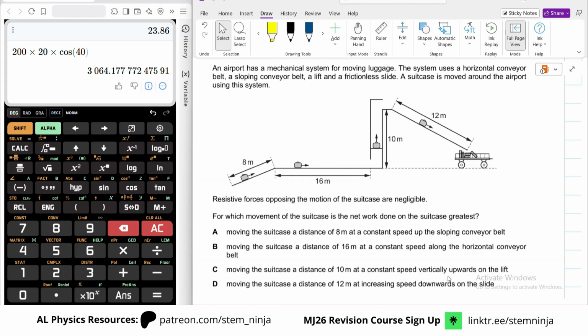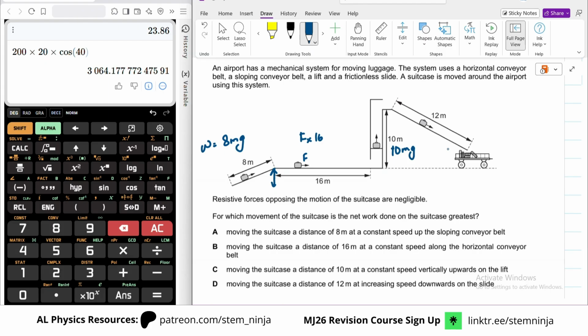Moving the suitcase a distance of 8 meters at constant speed up the sloping conveyor belt. This would be, for example, just mgh, so this is just 8 mg. We can figure out in a second. Moving the suitcase a distance of 16 meters at constant speed along the horizontal conveyor belt. Whatever this force is, force times 16. This is mgh again, 10 mg.